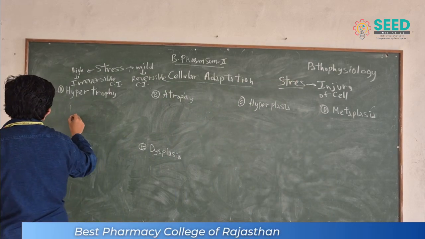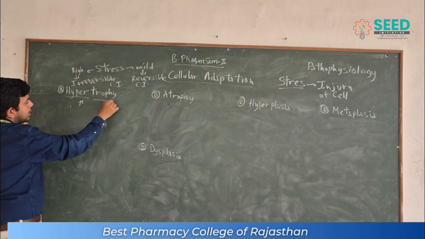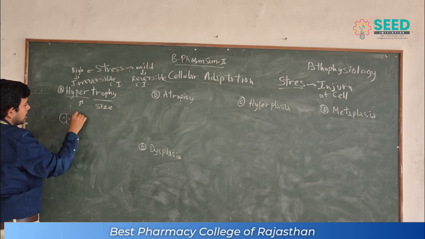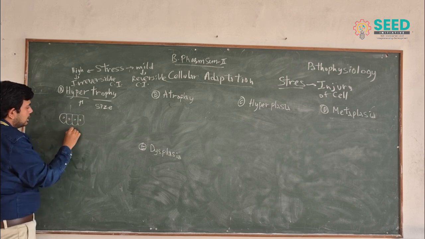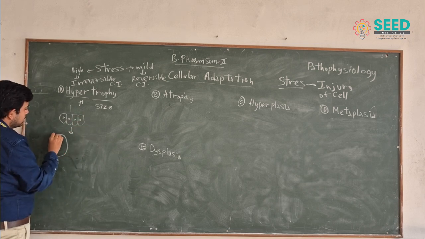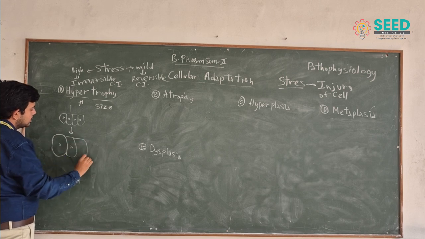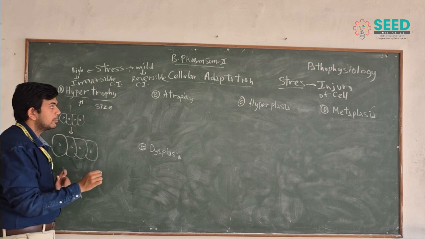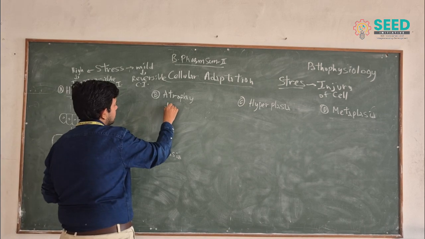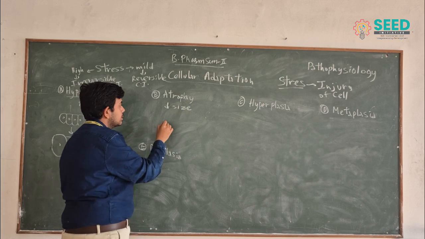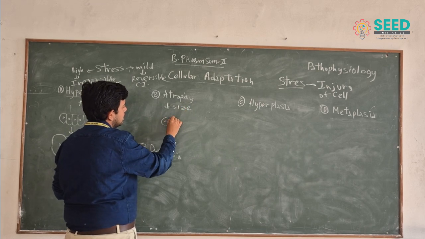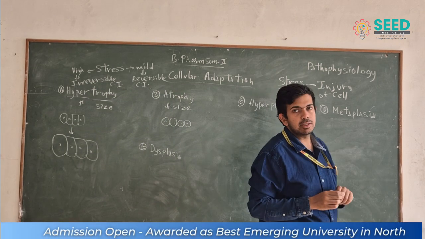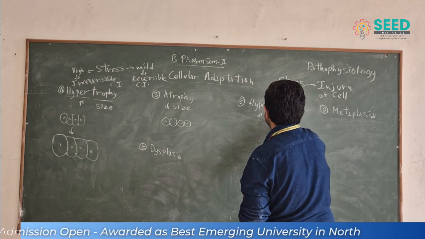Hypertrophy. It simply means that the cell increases its size. Suppose a normal cell looks like this. Then after hypertrophy, cell size will be increased, but not the cell number. Atrophy means decrease in cell size. So the cell will shrink down. Hyperplasia means the cell will increase its number.